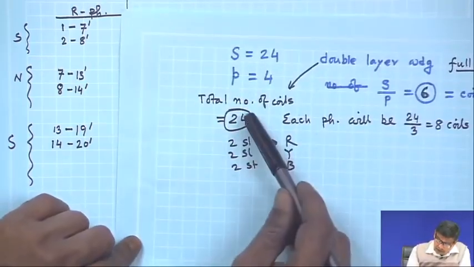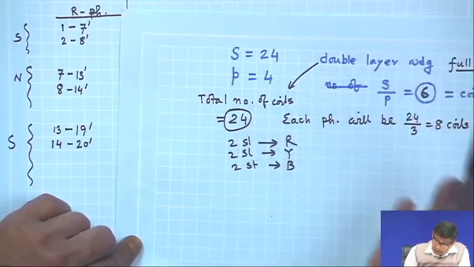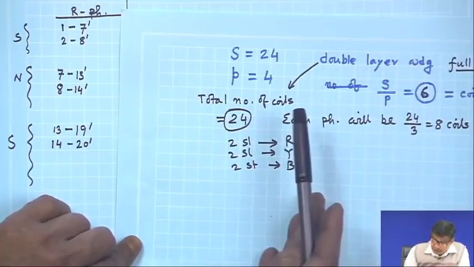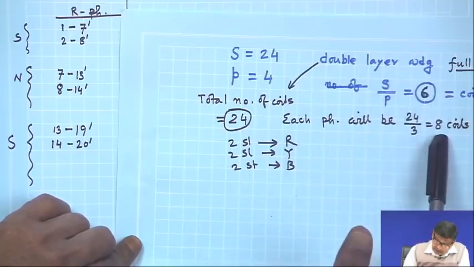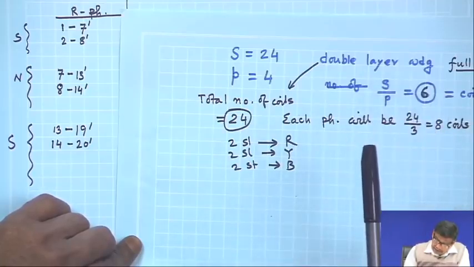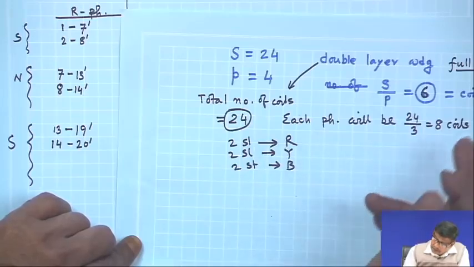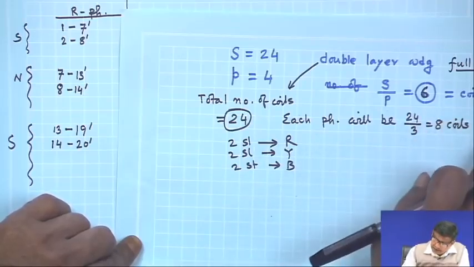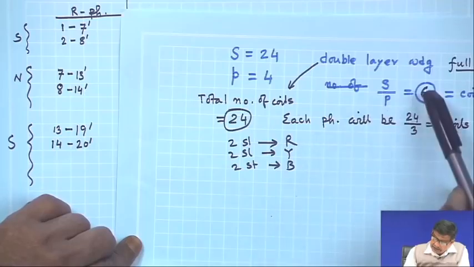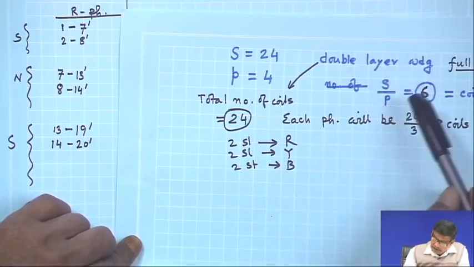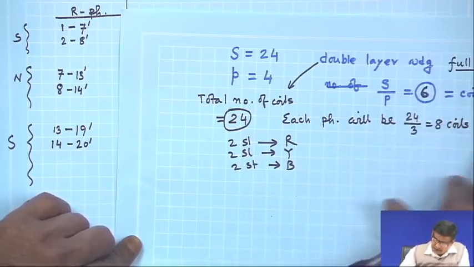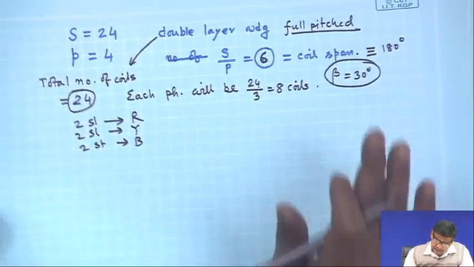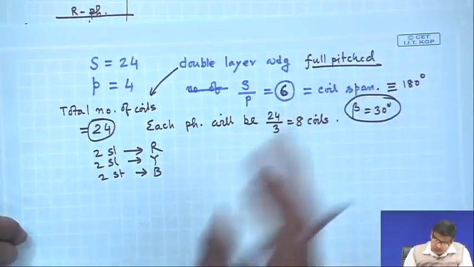So, total number of slots was 24, total number of coils is also 24, it is double layer. So, each phase will have 8 coils and then angle beta I have calculated, electrical angle, number of slots per pole is 6. So, 180 by 6 is 30 degrees, these I can calculate immediately, and then full pitched coil I am using.